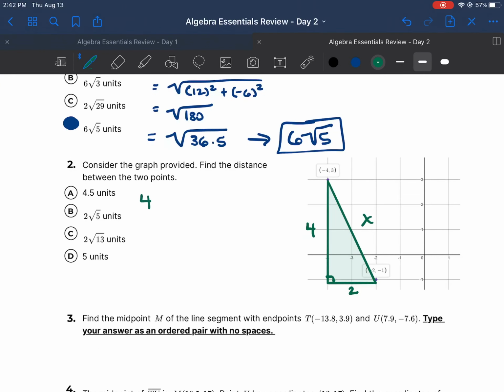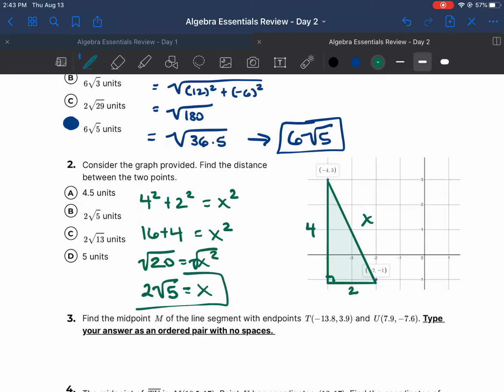So I can now say that the two legs, 4 and 2, so 4 squared plus 2 squared, should equal the hypotenuse squared, which is x squared. This would give us 16 plus 4 equals x squared, which means that 20 equals x squared. Taking the square root of both sides and simplifying the square root of 20, since 20 is 4 times 5 and 4 is a perfect square, square root of 20 would simplify to 2 square root of 5. So the distance x is 2 square root of 5 units.